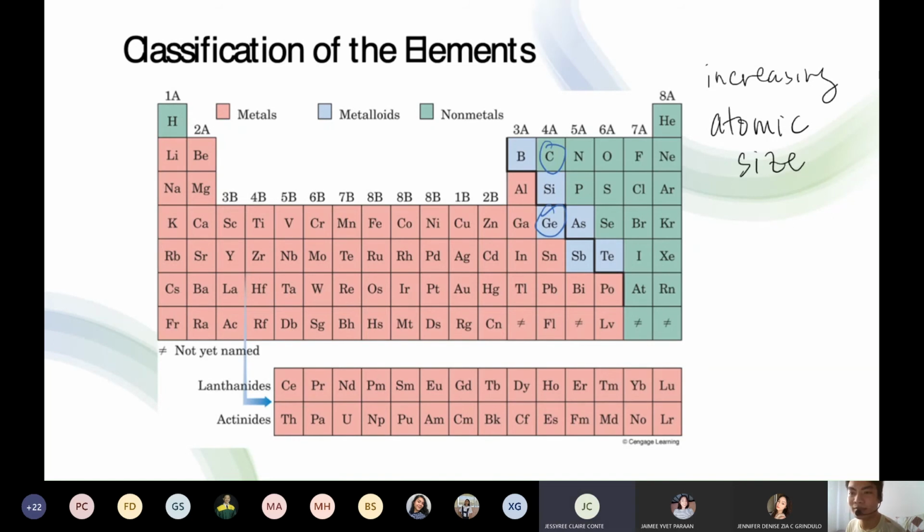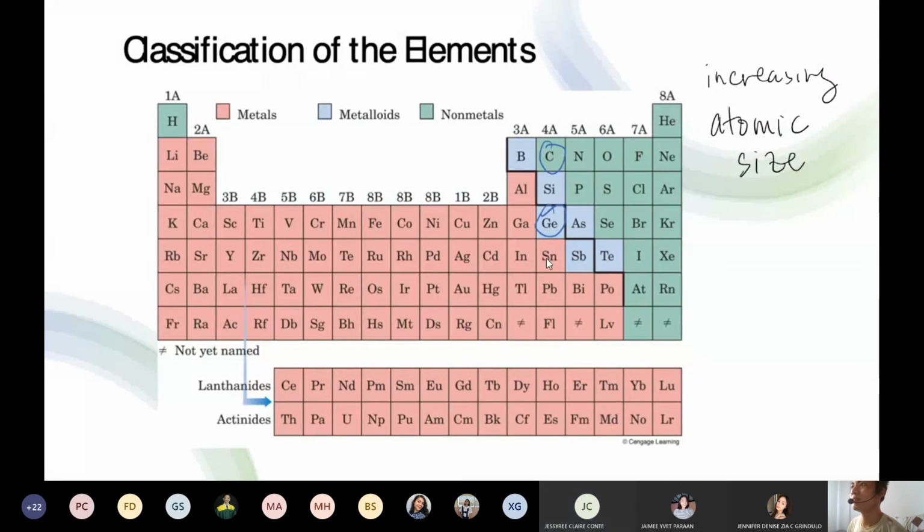Tapos yung pinakamaliit po yung GE. Atomic size, ha? Ay, baliktad po pala. Ayun. Okay, so atomic size, ang pinakamalaki is? Yung GE po. Tapos maliit po yung carbon. Yes, no.